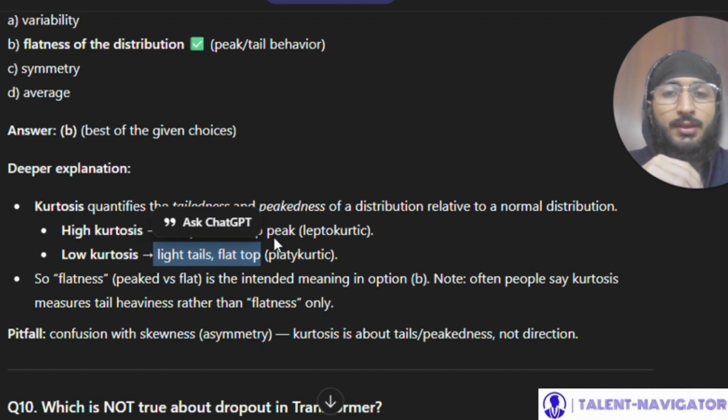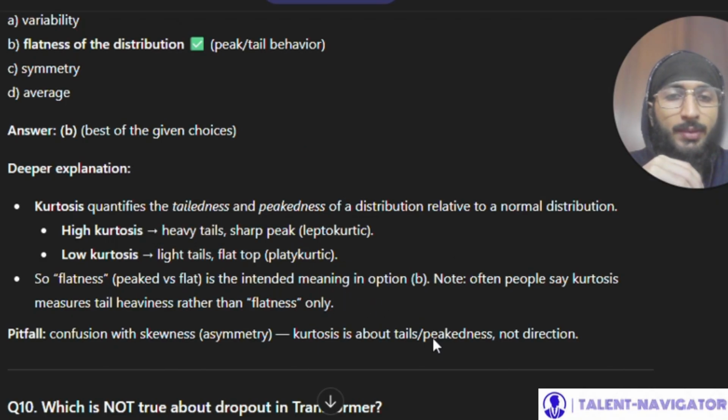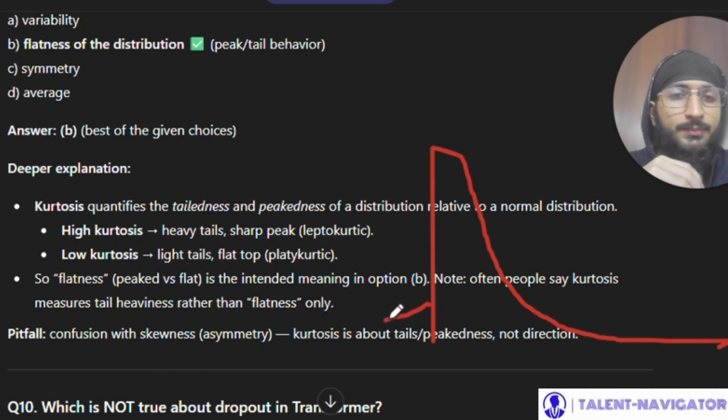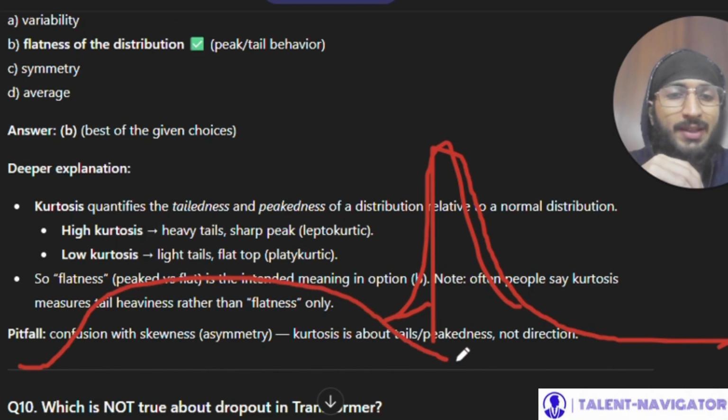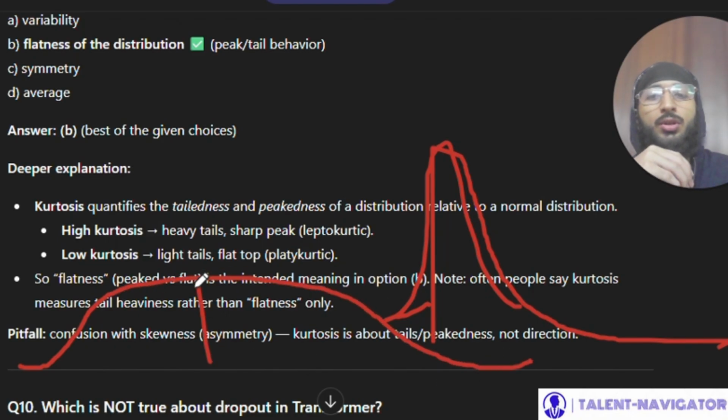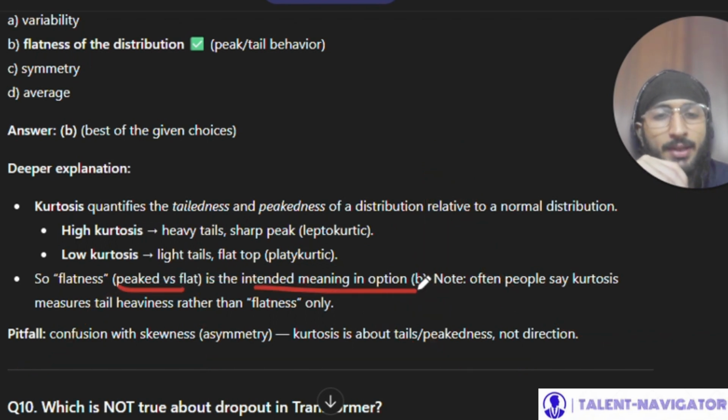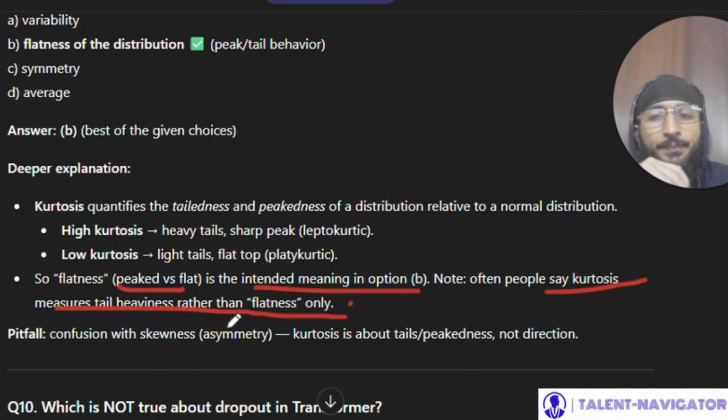High kurtosis would mean heavy tails and a sharp peak, right? Like a sharp peak and heavy tails, so something like this. And low kurtosis would mean light tails and a flat top, something like this. This is low kurtosis and this is high kurtosis. So flatness, peaked versus flat, is the intended meaning. Also, people say kurtosis measures tail heaviness rather than flatness only, right?